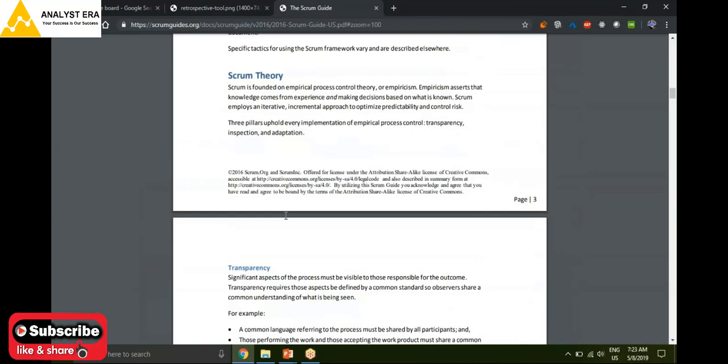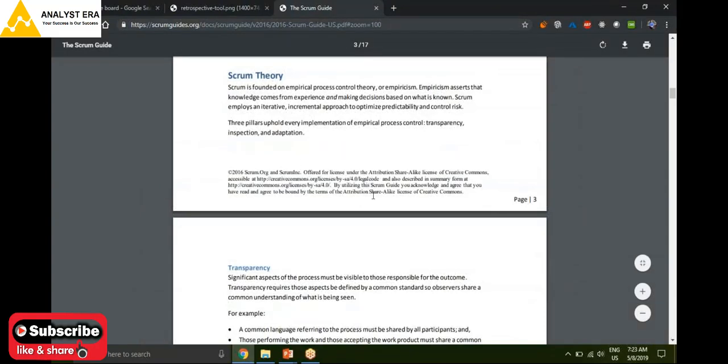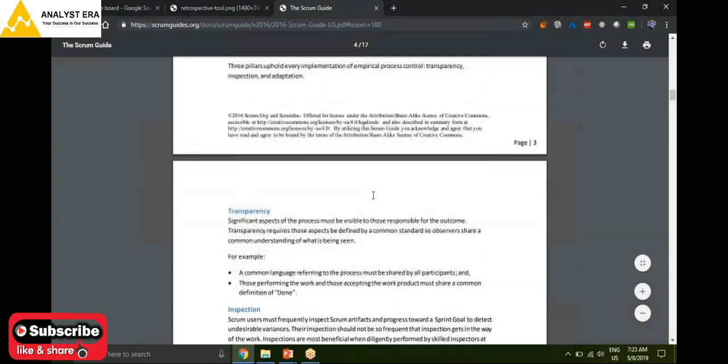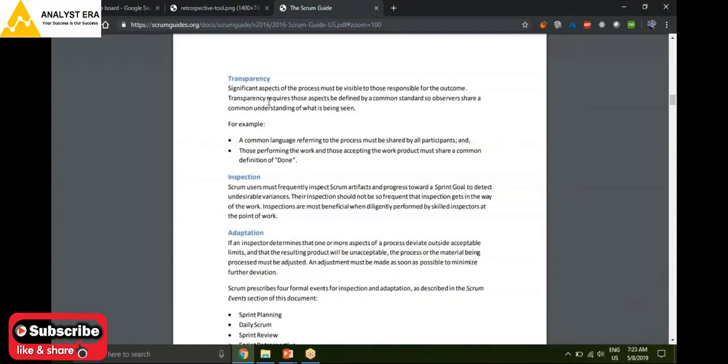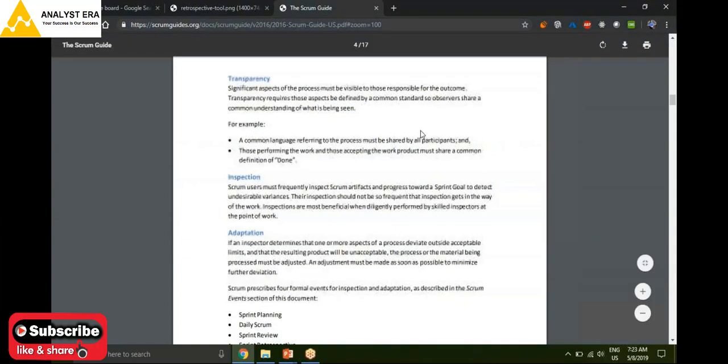What is the theory behind Scrum? There is a definition for that. There are a lot of things present in Scrum which are defined in this Scrum guide. These are the people who are the official masters of Scrum. They have defined the Scrum guide. So it has transparency. Whenever we are speaking about Scrum, it has transparency.